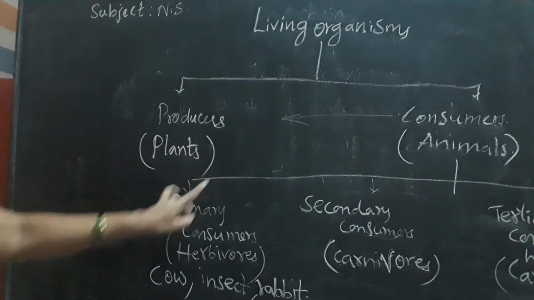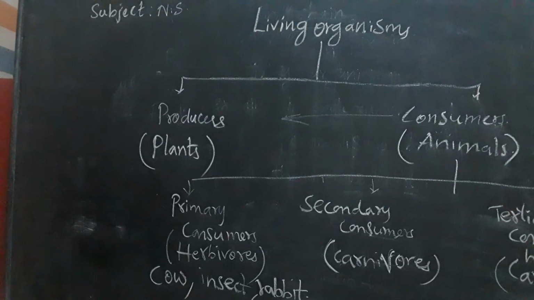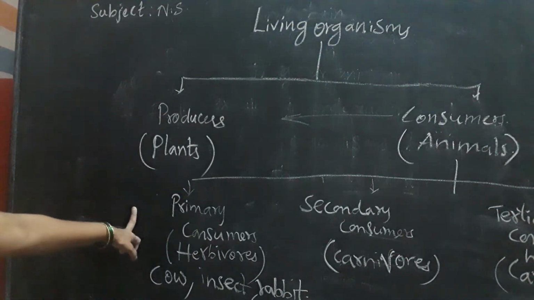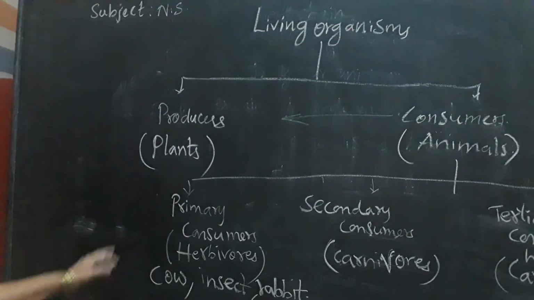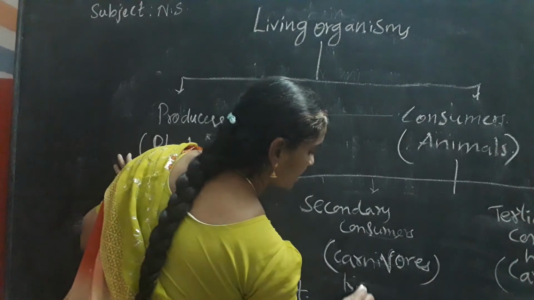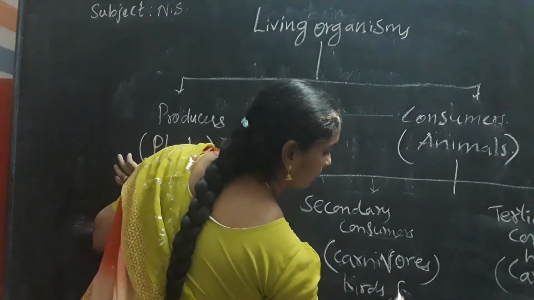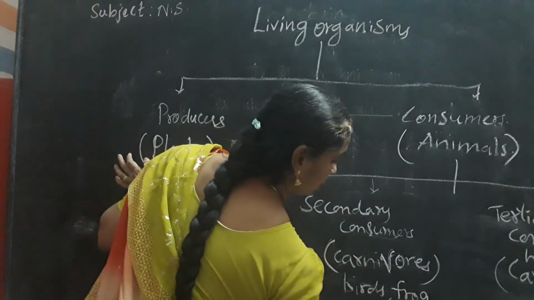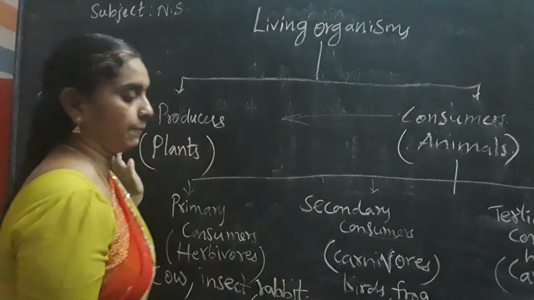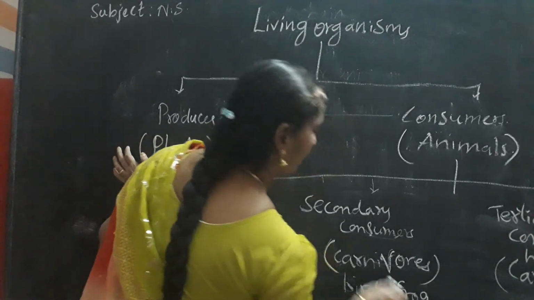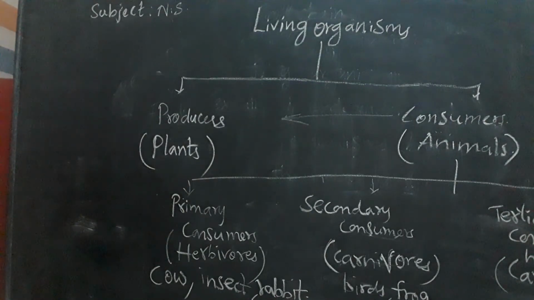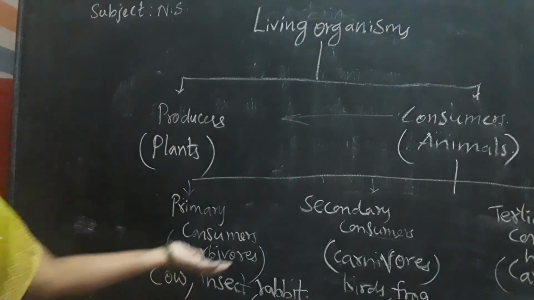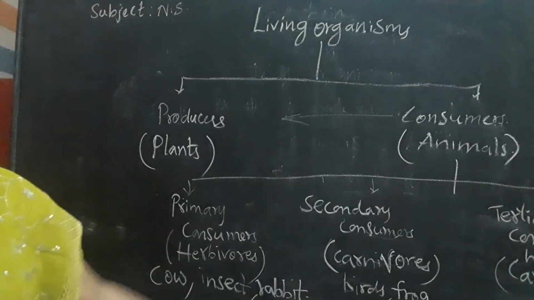Whereas the secondary consumers depend on the primary consumers for food. That is, they eat primary consumers, and they include carnivores such as birds, frog, fox, etc. So these are the secondary consumers that depend on the primary consumers for food. Dog and cat are also secondary consumers.